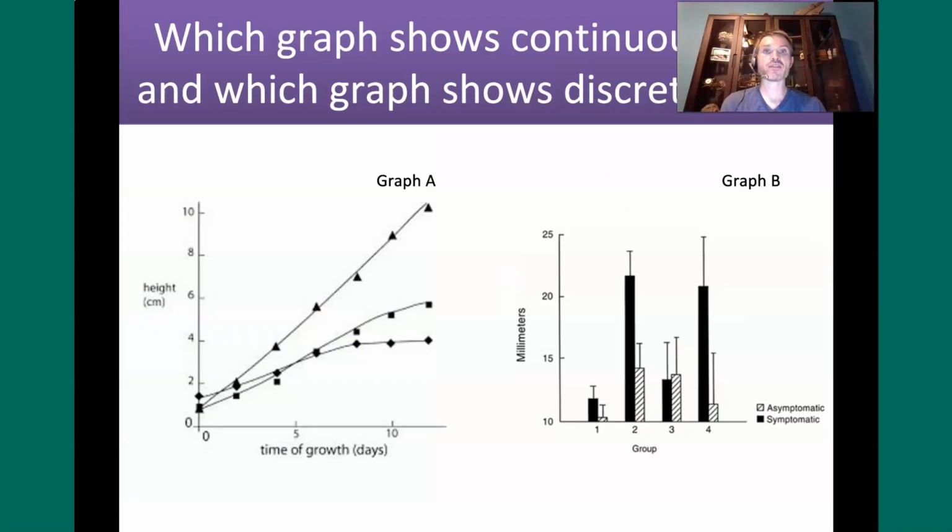So the first thing I have to ask you is which graph would represent continuous data and which graph would be discrete data? Think about it. Graph B is discrete data. You can see that we have 4 different groups. Group 1, Group 2, 3, and 4. And so when we collect those data points, we put them in those bins or categories. Whereas Graph A, which measures the time of growth in days, we can have data points anywhere along that time scale.